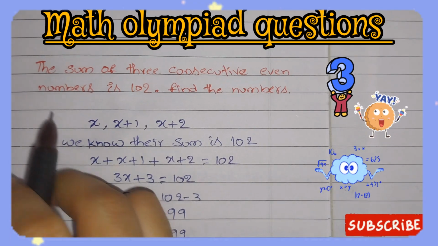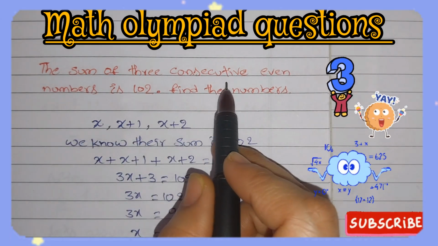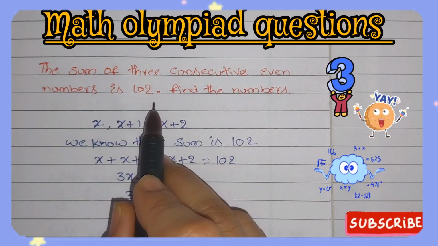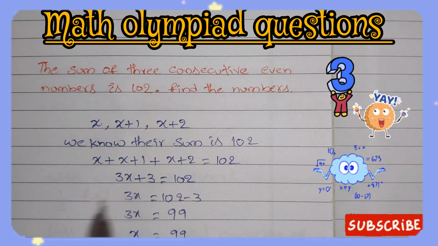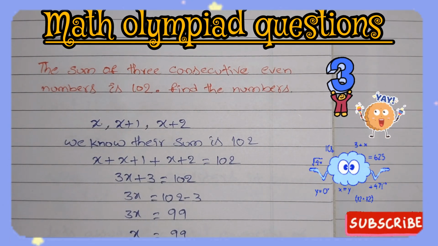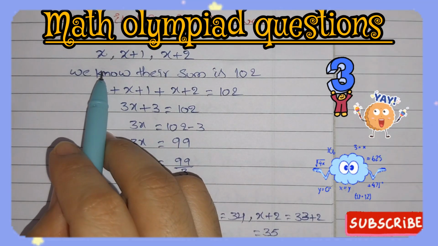The second question is: the sum of three consecutive even numbers is 102. Find the numbers. So here we have to find the three consecutive numbers. Let's see how to solve this problem.